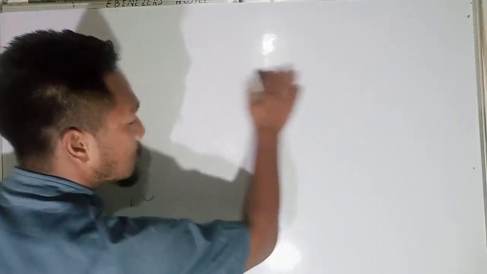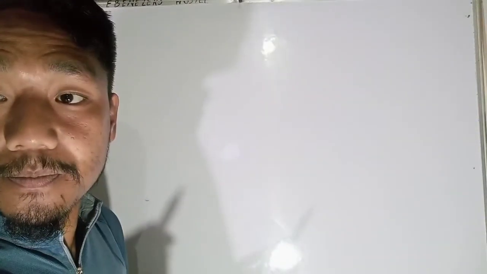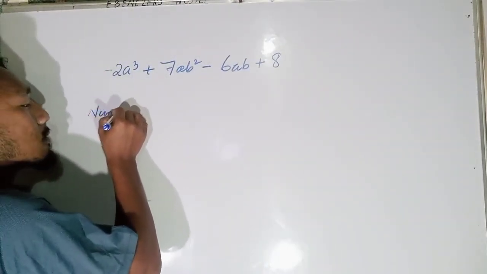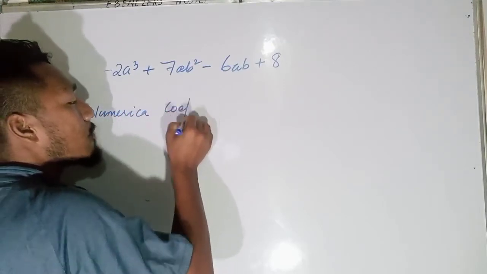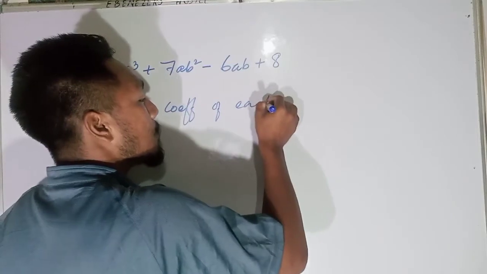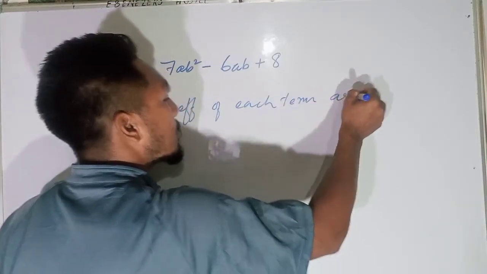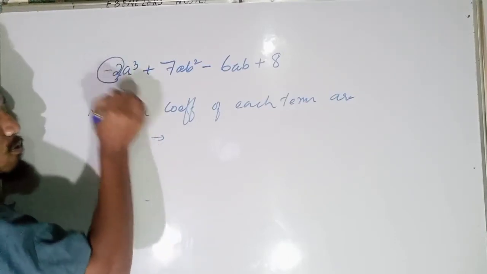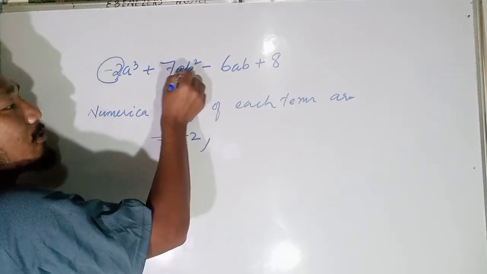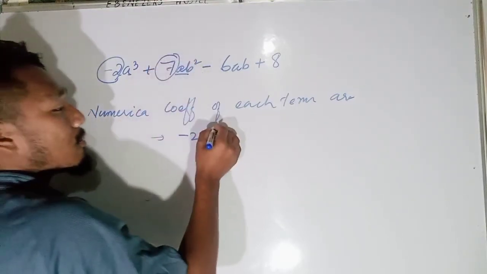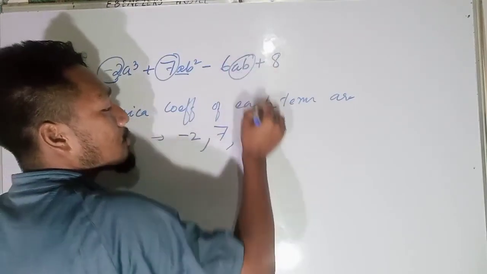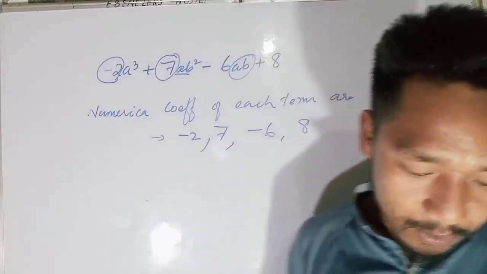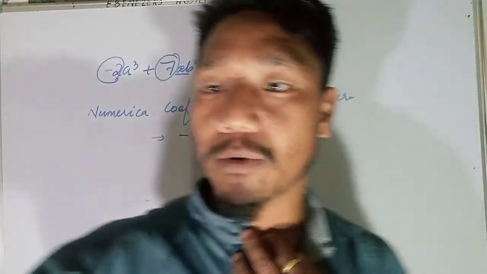Similarly, number 2. I'm writing the numerical coefficients of each term. In front of a, what is written? 2 is written, so this is minus 2. Then in front of a b square, what is written? The number, what we call the numerical value, that is 7. In front of ab, what is written? Minus 6 and 8. So these are the numerical coefficients of Roman number 2.